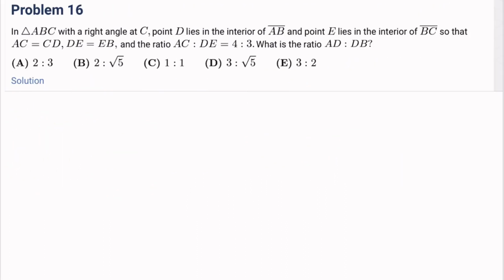Number 16. In triangle ABC with a right angle at C, point D lies in the interior of AB and point E lies in the interior of BC, so that AC equals CD, DE equals EB, and the ratio AC to DE equals 4 to 3. What is the ratio AD to DB?